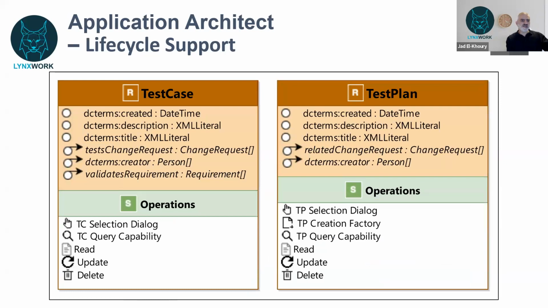Now, if you're an application architect, you will use this information to model your application. So let's say this is for quality management. This is your test case, these are the properties. And here you get to design what operations you want to be able to do. I want to be able to read, update, and delete a test case. I'll have a selection dialog for the end user, but also a query capability in the API. So here, this is a simple model of your API.